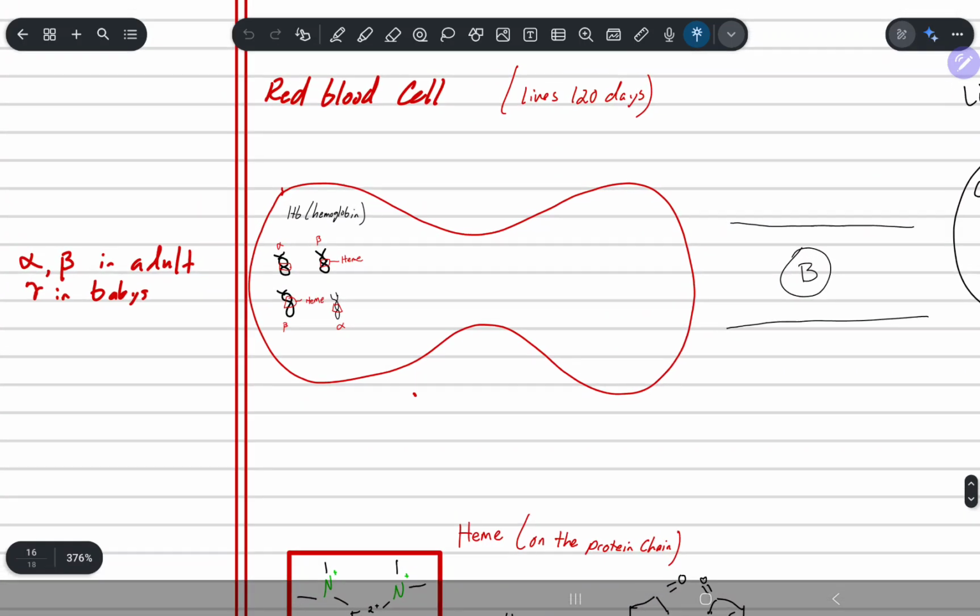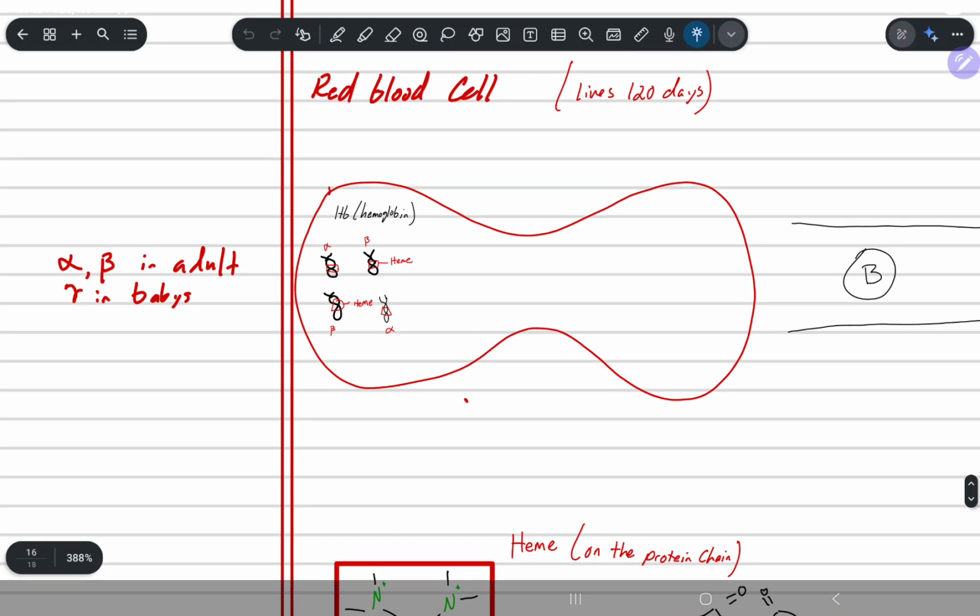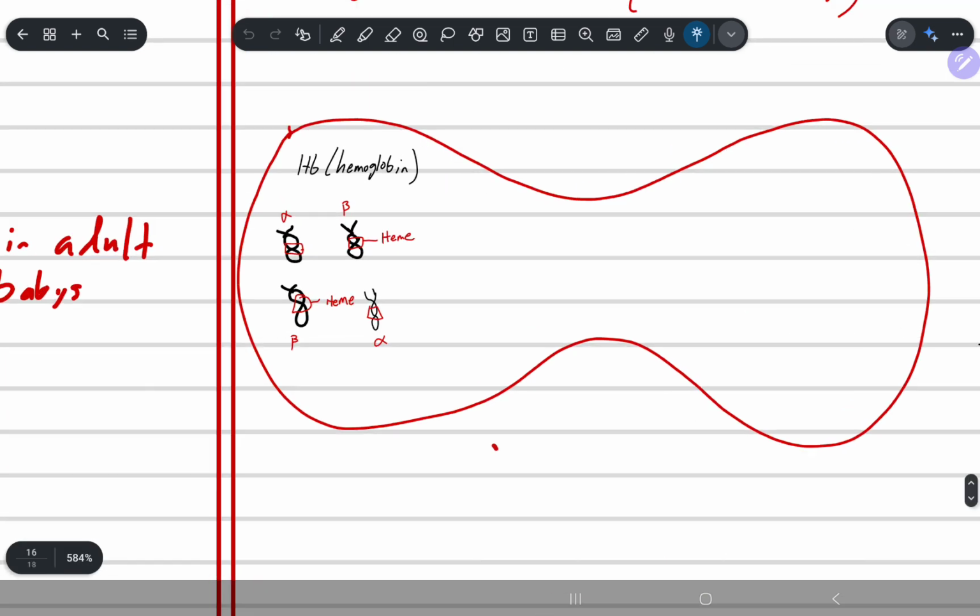And to kind of understand what's going on, we have to understand what's happening inside the red blood cell. Inside we have hemoglobin, and in this hemoglobin we have a few different variations. We've got alpha and beta and gamma. Now gamma will replace beta, and so you'll have alpha and gamma in babies, but in adults you'll have alpha and beta, and you'll have about 2 alpha, 2 beta, and each will have this group here called a heme group.